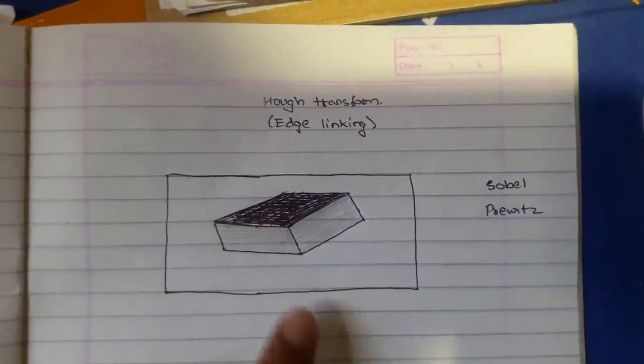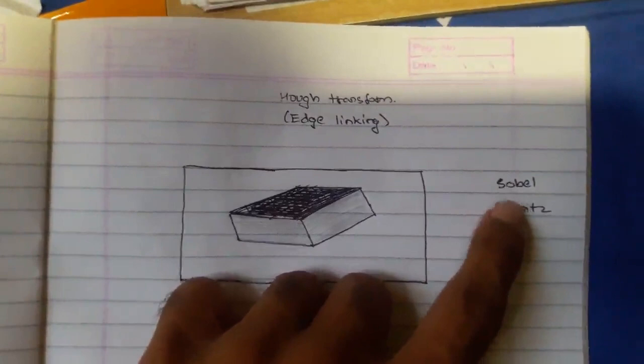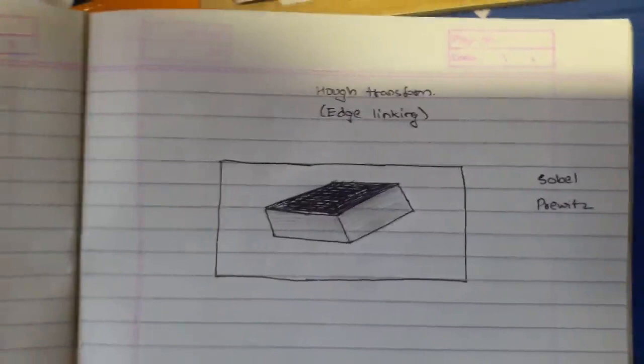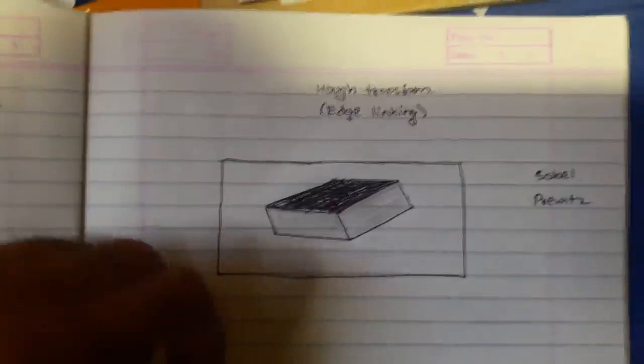We have the Sobel mask with us. We can use the Sobel mask, or we can use the Prewitt mask. We have different masks, and when we apply them, we get the edges of the image. But due to some noise or some changes in the image, what we get as an output of an edge detector is something like this.